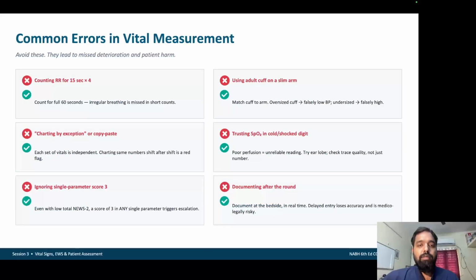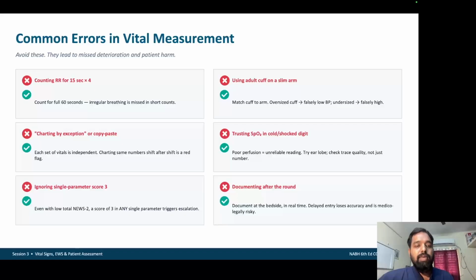The common errors in vital measurement. Avoid these errors that are being made in the ICU on a regular basis. Counting the respiratory rate for only 15 seconds and multiplying by 4. In case of irregular breathing, you may miss some rapid or slow breaths if you count for a very short period of time. Count for a whole 60 seconds.